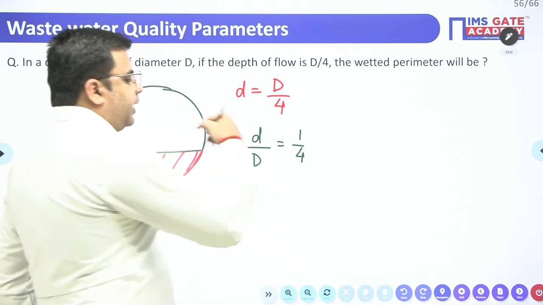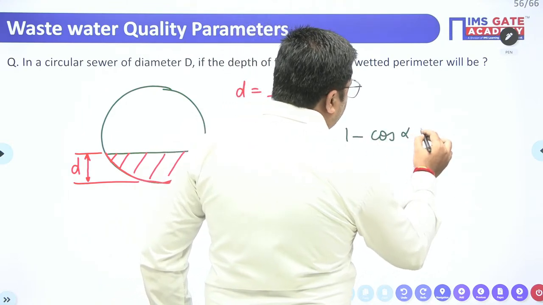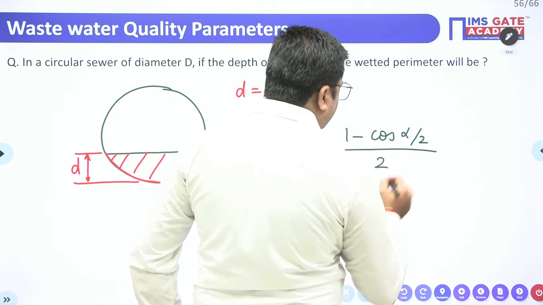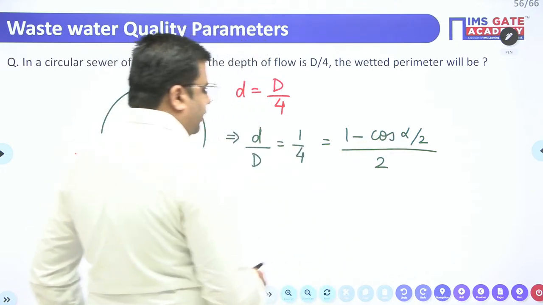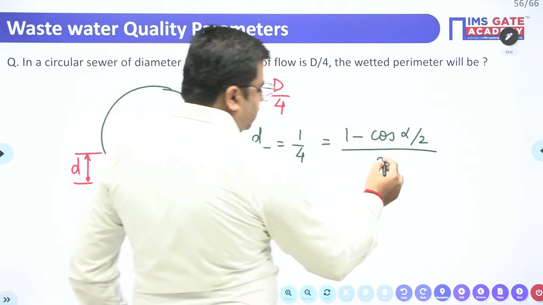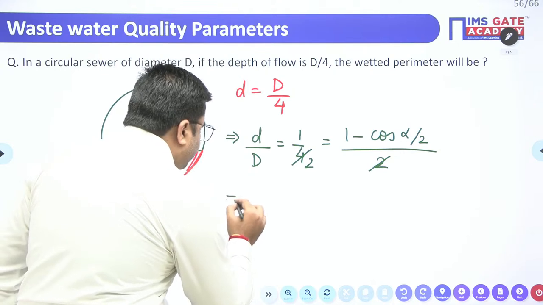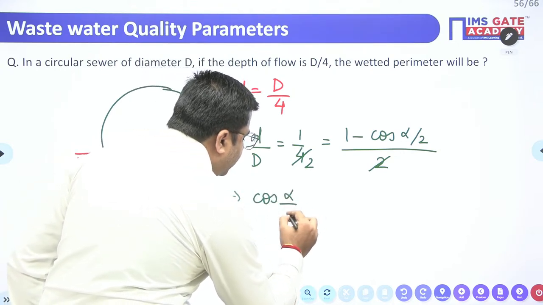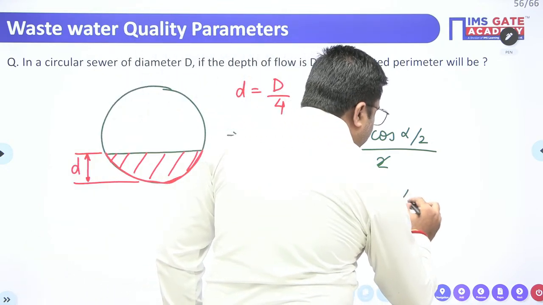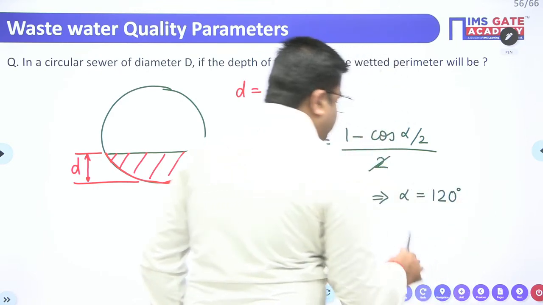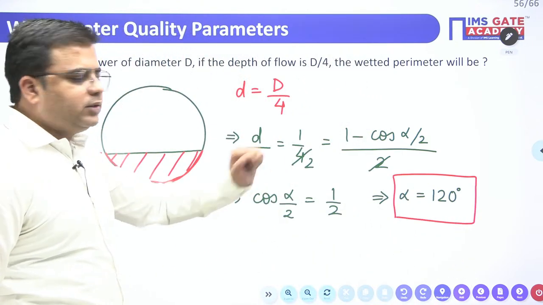And we have seen the ratio of depth of flow, small d by capital D, is equal to (1 minus cos alpha by 2) divided by 2. From here you can get the value of alpha. So cos alpha by 2 comes out to be 1 by 2. So from here, my alpha is 120 degrees, right? Because cos 60 is 1 by 2, so alpha by 2 is 60, so alpha is 120 degrees.